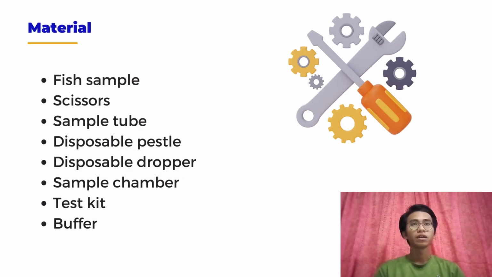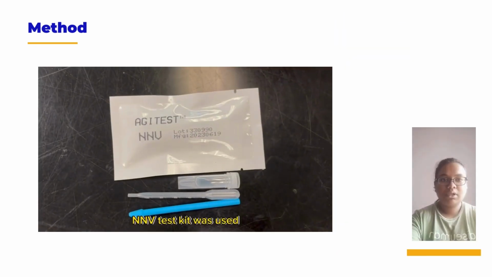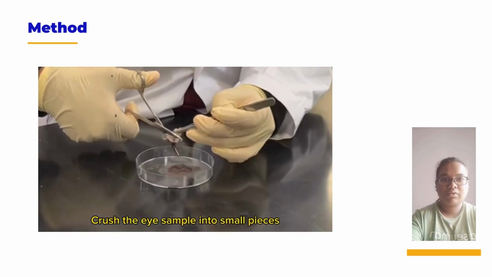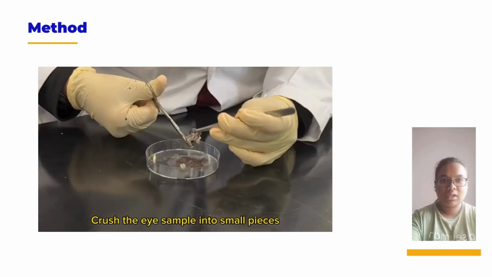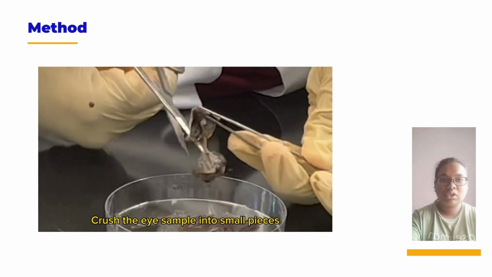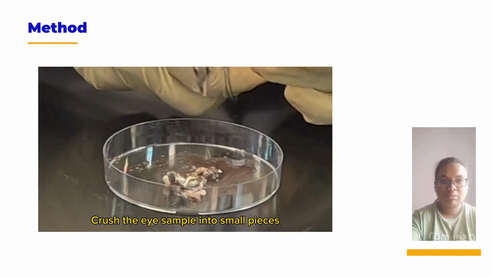For the material: first, fish sample; second, scissors; third, sample tube; fourth, disposable pestle; fifth, disposable dropper; sixth, sample chamber; seventh, test kit; lastly, buffer. Sample collection: use scissors to take a sample from the grouper's right eye stalk or the affected area. Place the sample in a tube. Use a disposable pestle to thoroughly mix the fish sample in the tube.